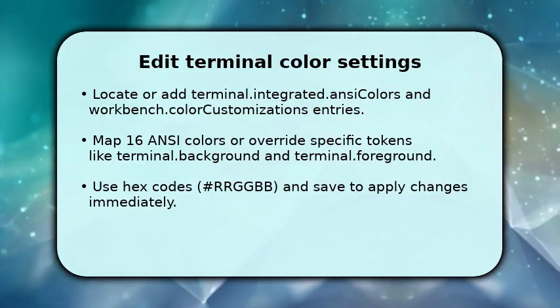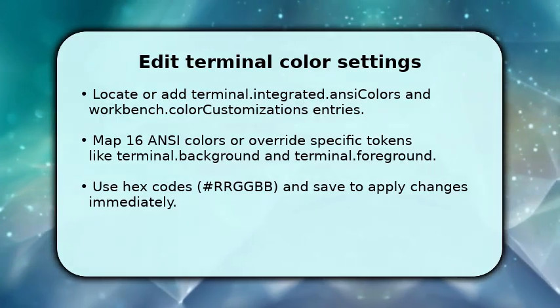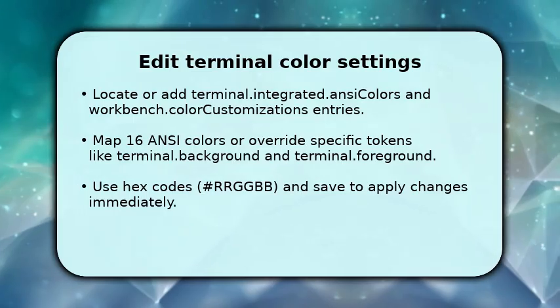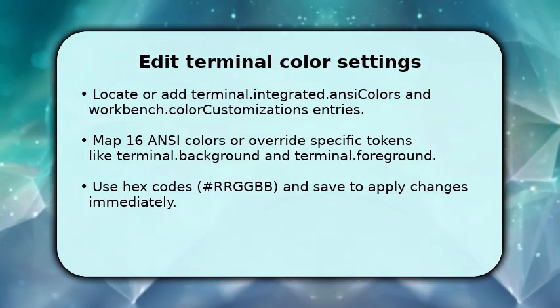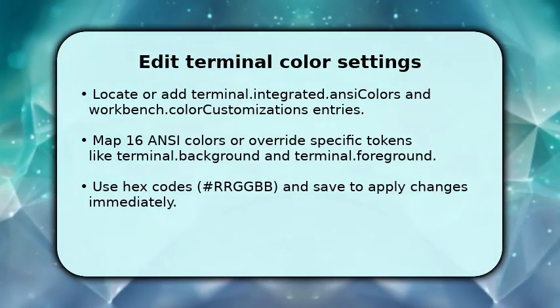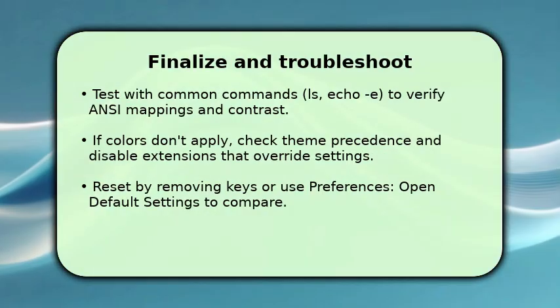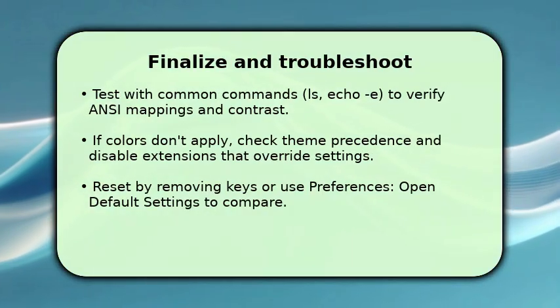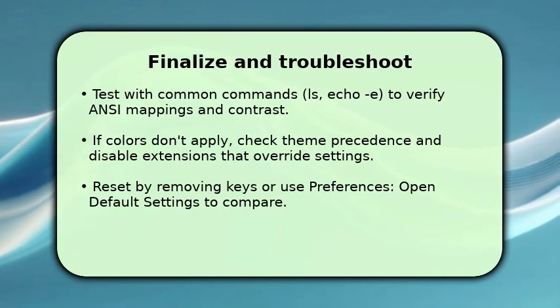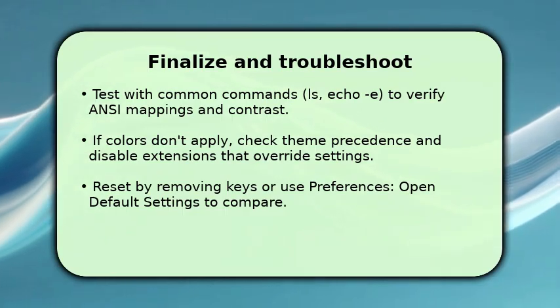Once you save the JSON, VS Code applies colors instantly, so check the terminal to verify. If a theme later resets colors, lock your customizations in settings.json to persist them. Finish by testing color output with commands that emit ANSI codes. You will see whether your ANSI colors map and background contrast match.